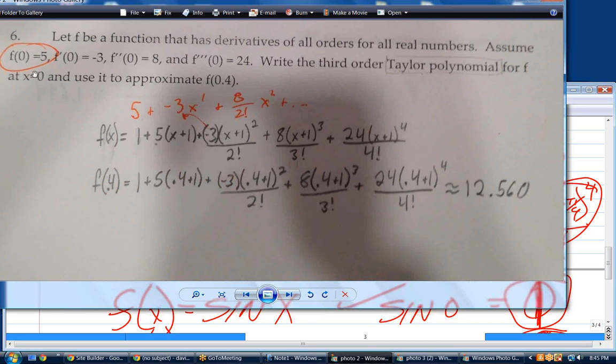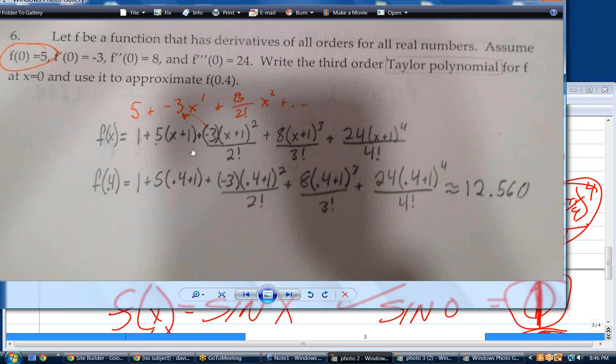Okay, so notice this is centered at 0. So our first term is going to be 5, not 1, because f of 0 is 5. Our second term is going to be minus 3x over 1 factorial. Our third term is going to be plus 8x squared over 2 factorial, and so forth, just like she's written.